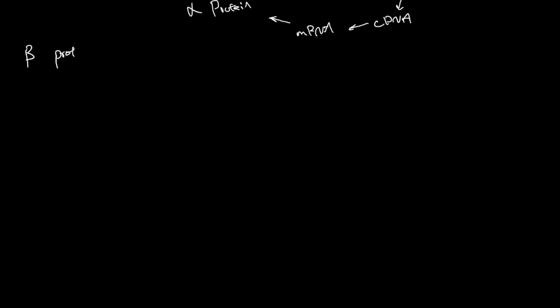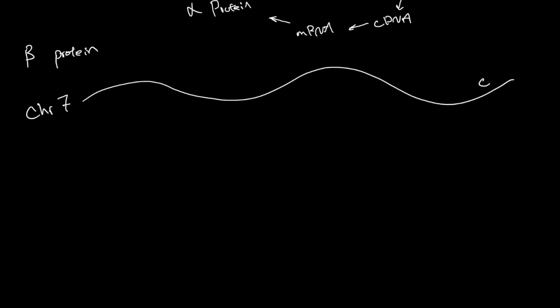Beta protein goes through the same process, but instead of being on chromosome 14, it's on chromosome 7. Here is a C region, here is a V region, that's V1 all the way to Vn, and the beta protein also uses D region, so here's D1, and D1 sandwiches J's, J1 to J6, here is D2, J7 to J12, and so forth. And this combination of a D and a few J is a cassette.